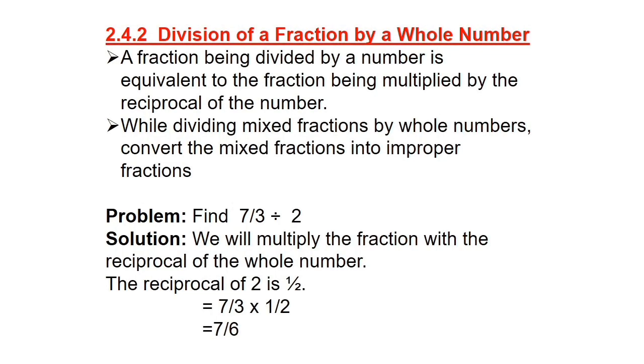Division of a fraction by a whole number. A fraction being divided by a number is equivalent to the fraction being multiplied by the reciprocal of the number. While dividing mixed fractions by whole numbers, convert the mixed fractions into improper fractions. Example, find 7 by 3 divided by 2. We multiply the fraction with the reciprocal of the whole number. The reciprocal of 2 is 1 by 2, which gives 7 by 3 into 1 by 2, which gives us the answer as 7 by 6.